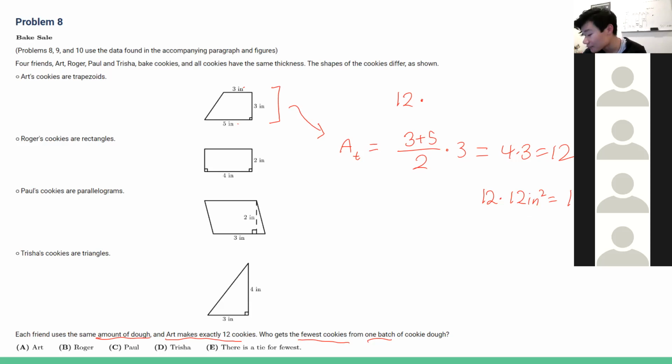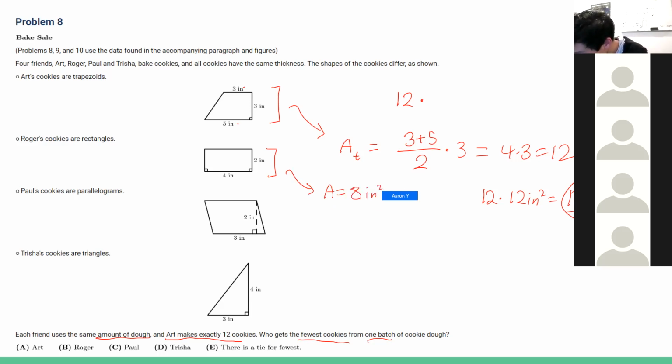Everyone gets 144 inches. Everyone. So this is actually going to be helpful in our next questions. So let's save this number in our head, all right? 144. But for this question, it's actually just asking who gets the fewest cookies from one batch. So what I'm going to do is find the area for all of these. For this rectangle, this one's much easier, right? Area is just base times height. That's just 2 times 4, which is 8 inches squared.